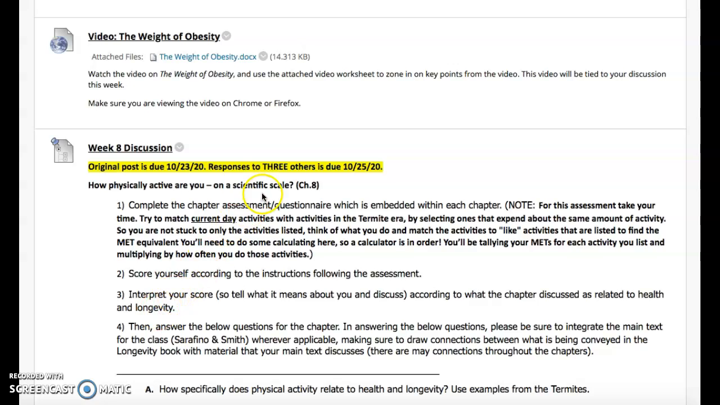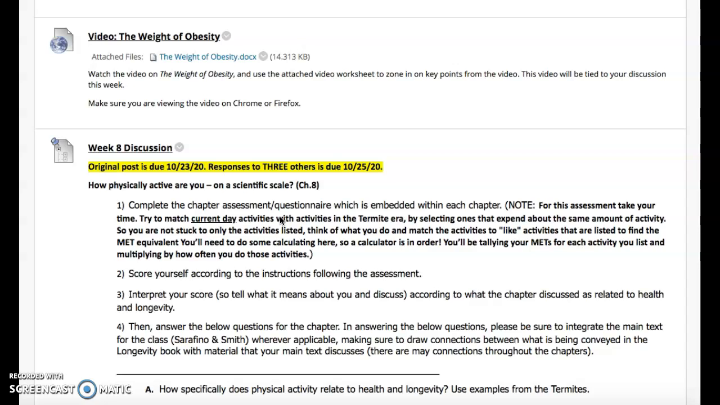So you're going to complete the assessment, and this week's assessment has to do with your current day-to-day activities. As you're filling out the assessment, you're going to see that it gives you activities to choose from. These are the actual activities that were used in the assessment for the Terman data. Some of these activities you may or may not be doing. These were given to adults. So what you want to do is find activities that you do that are similar to the ones that they did.